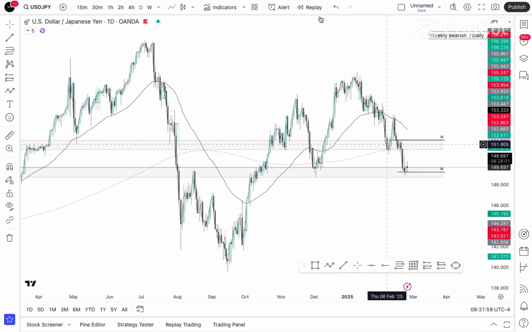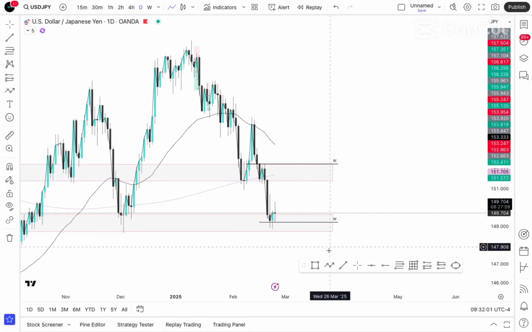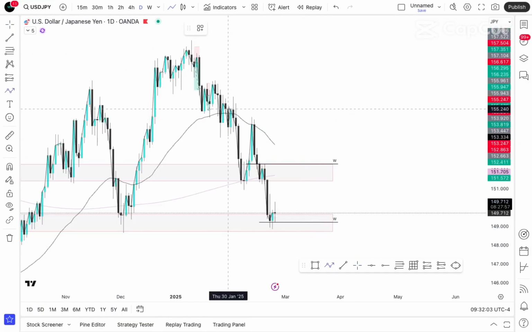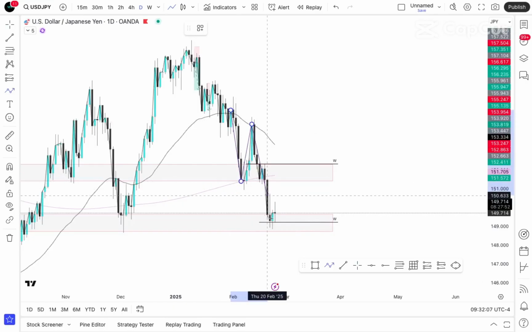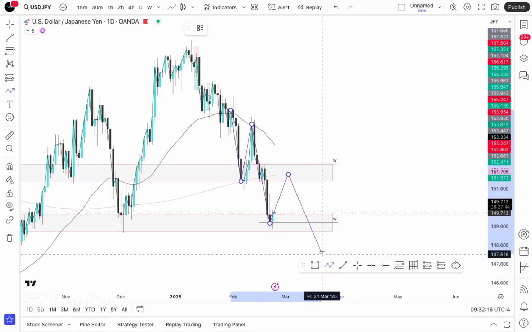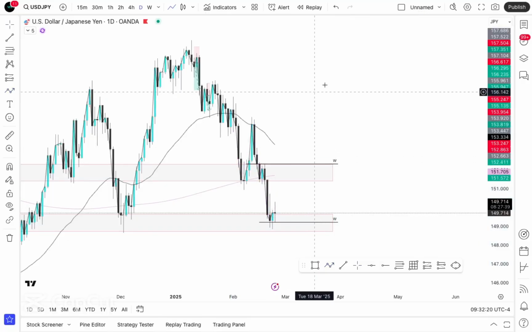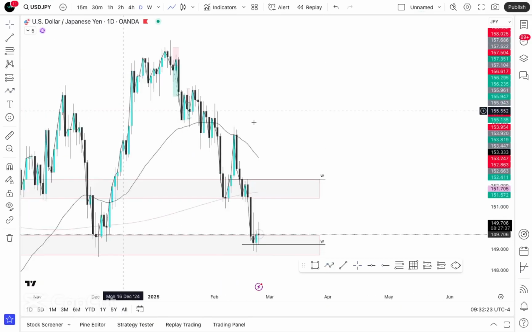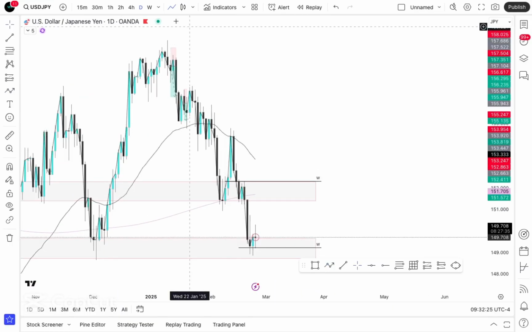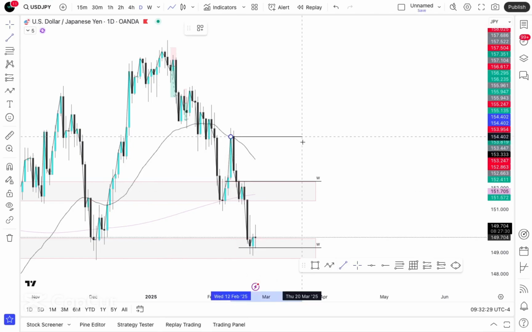Now, if we follow market structure, we're gonna see this one has a lower high, lower low, lower high, and then we break lower low. Now we're expecting price to create a new lower high to then have a trend continuation to the downside. So looking at that, I would love to mark this one as the lower high.